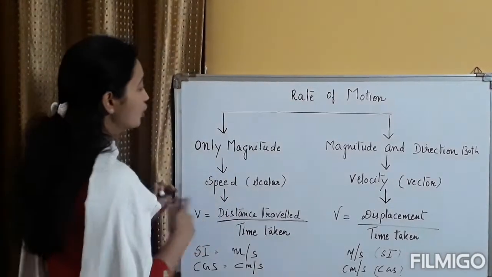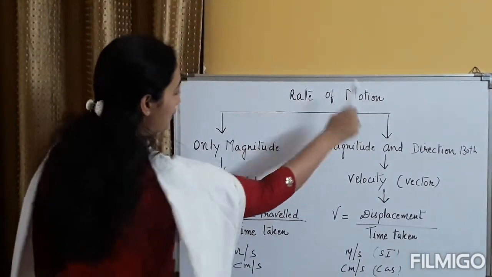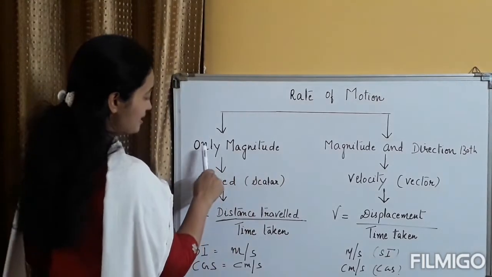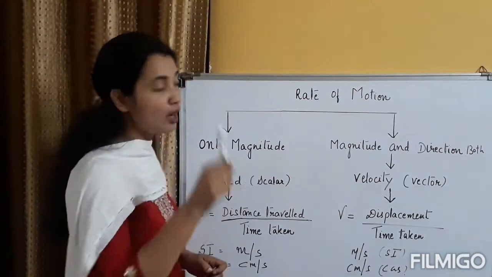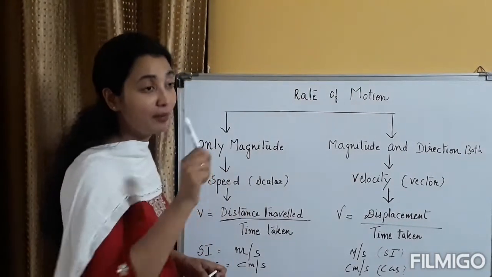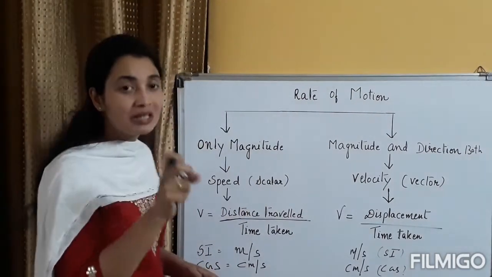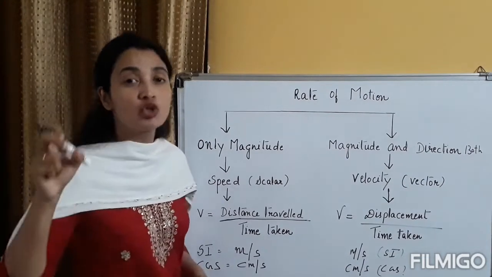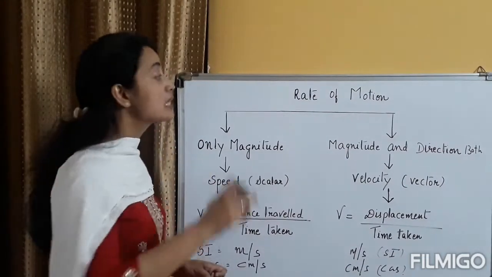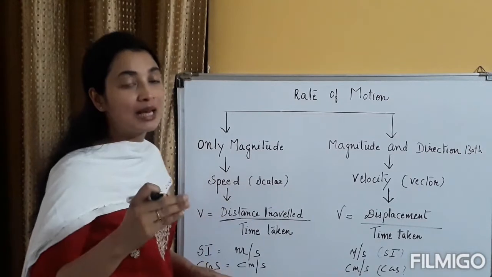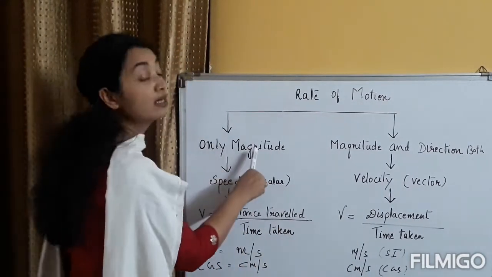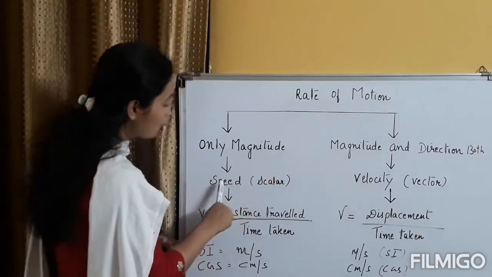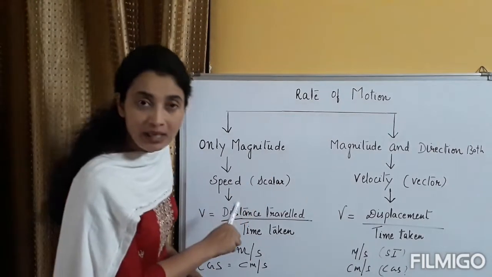In this episode, rate of motion can be measured in two ways. If you are interested in magnitude only, you are measuring the rate of motion, meaning the amount of motion taken place with respect to time. Rate of motion is the amount of motion taken place with respect to time. If you are interested only in the magnitude, then you call this term speed.